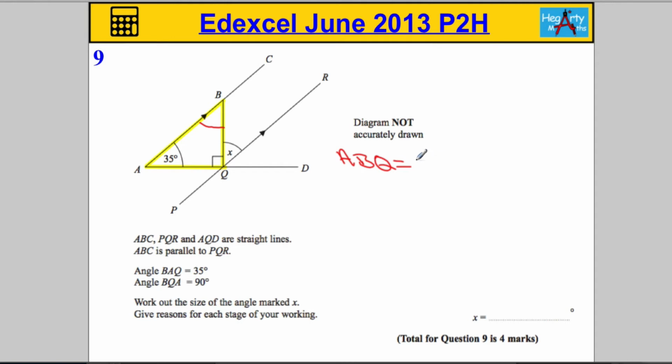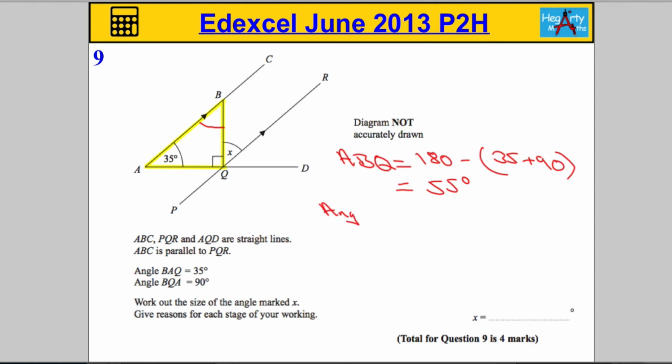and as I said, all angles in a triangle add up to 180 degrees. So I can get ABQ by doing 180. I'm going to take away the sum of the other two angles. So I'm going to take away 35 added to 90. Adding 35 and 90 and taking it away from 180 is going to give us 55 degrees.